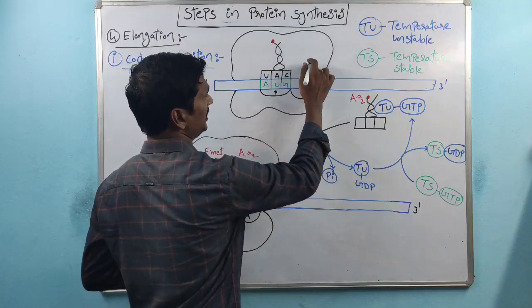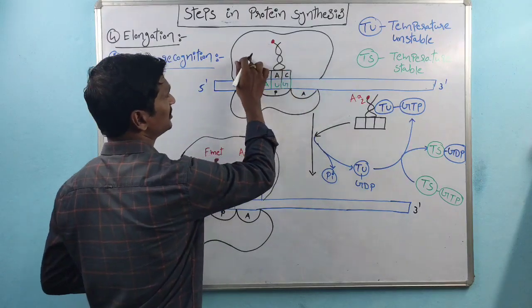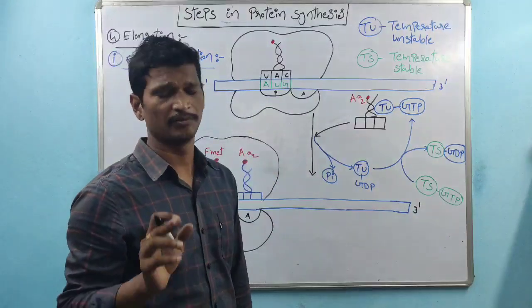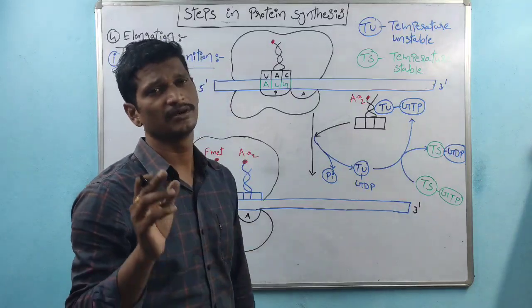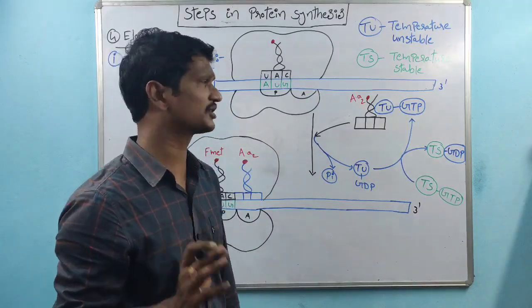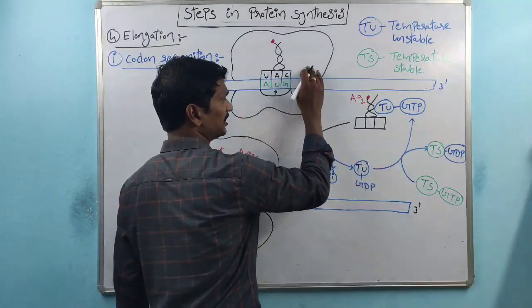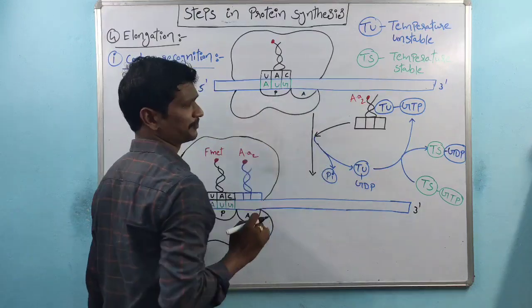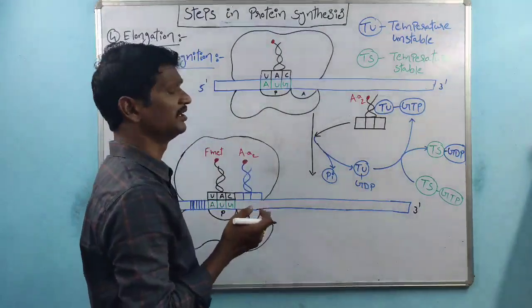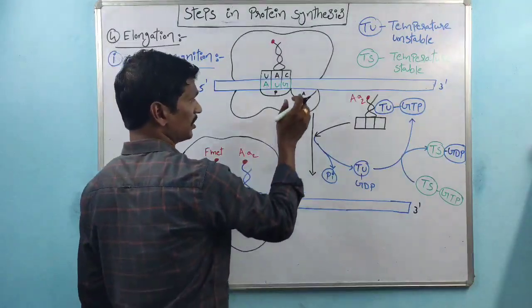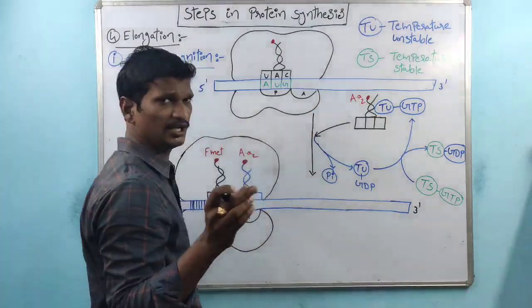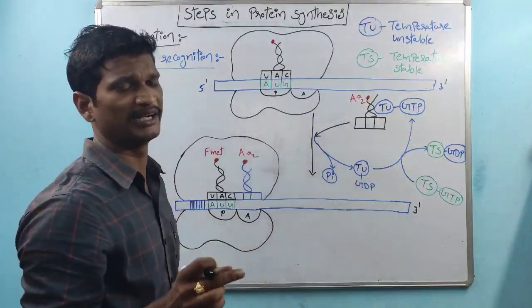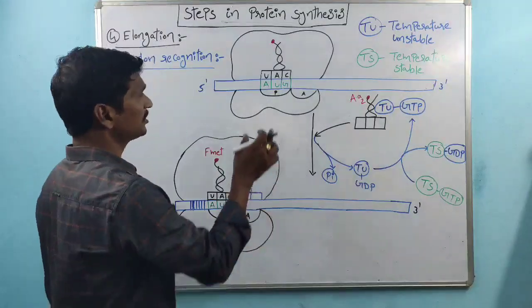See, always this is the A site, this is the P site, and this is the E site. The A site supports the binding of the incoming tRNA, that is, the amino acid tRNA, right? So here one of the loaded tRNAs binds at the A site. Right? So here, codon recognition.